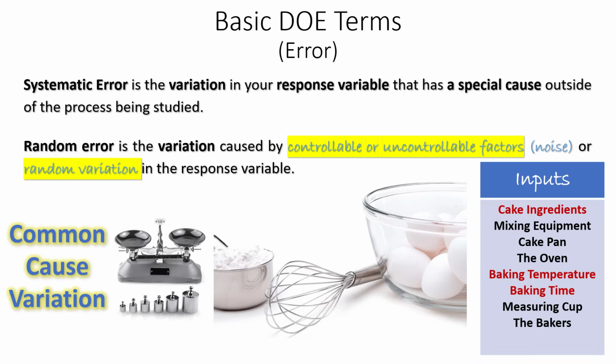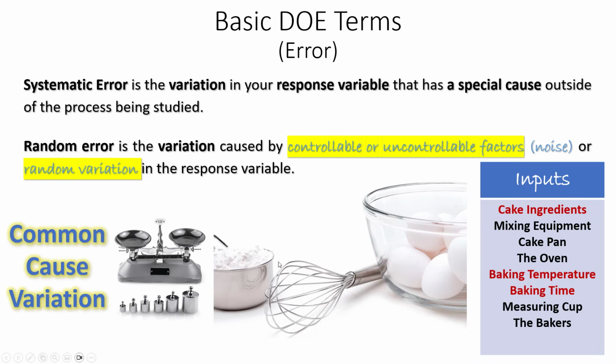called random error. This is essentially any variation that is caused by either controllable or uncontrollable factors, or simply just random variation in the response variable, okay? And to explain random error, I want to go back to the list of input factors, right? We've got different cake ingredients, we've got mixing equipment, cake pans, the oven. Imagine for a second, you're looking at a bunch of eggs. If you opened up a carton of eggs and you looked at 12 eggs, those eggs will slightly differ in size from one egg to another. There's going to be some random variation in those eggs that will change the volume of the egg content that actually goes into the batter. Okay, that's called random variation.